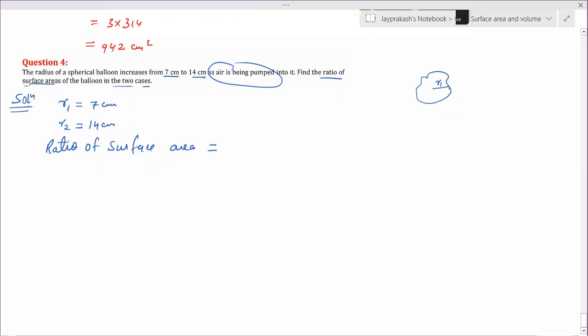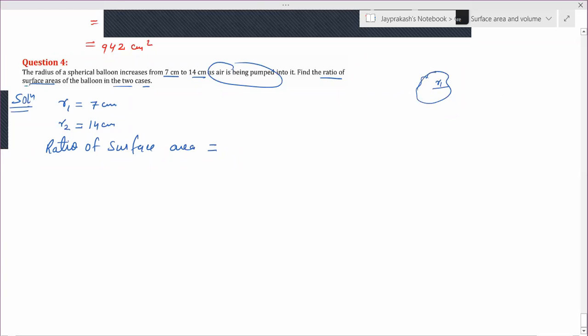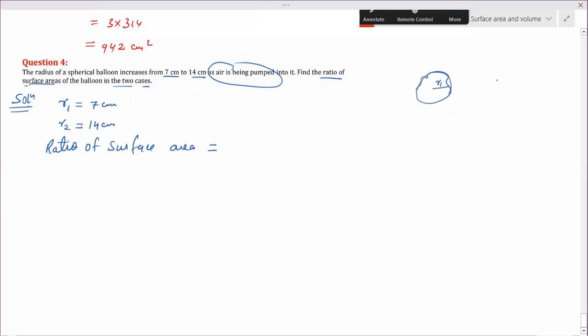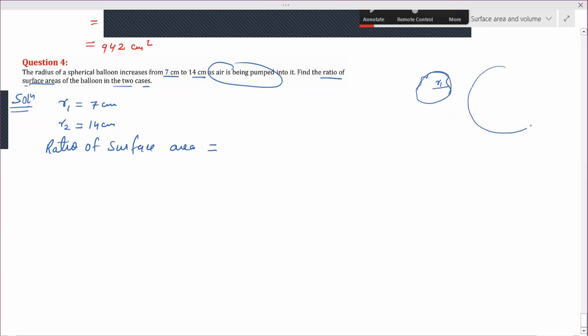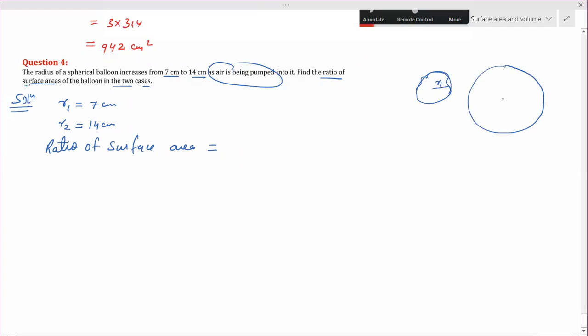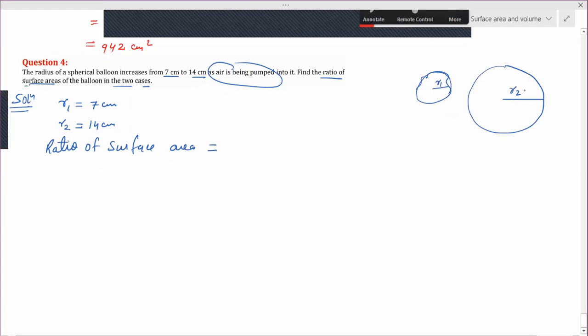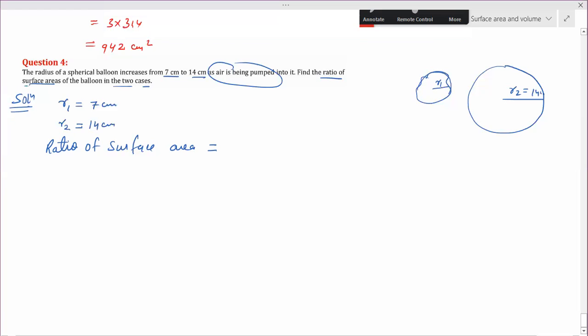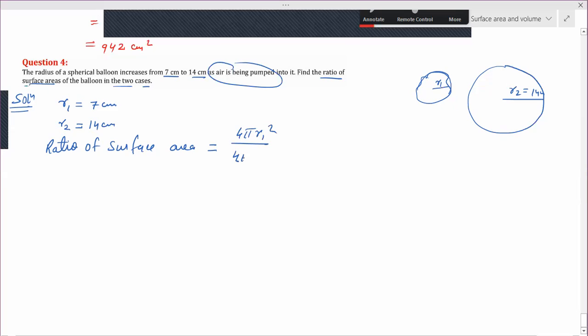So this is the spherical balloon. You have to consider the whole sphere. Now when we fill the air, its radius increases to r2, that is 14 centimeter. So in the beginning the surface area is 4 pi r1 square, and after filling the air its surface area is 4 pi r2 square. So 4 pi cancel.